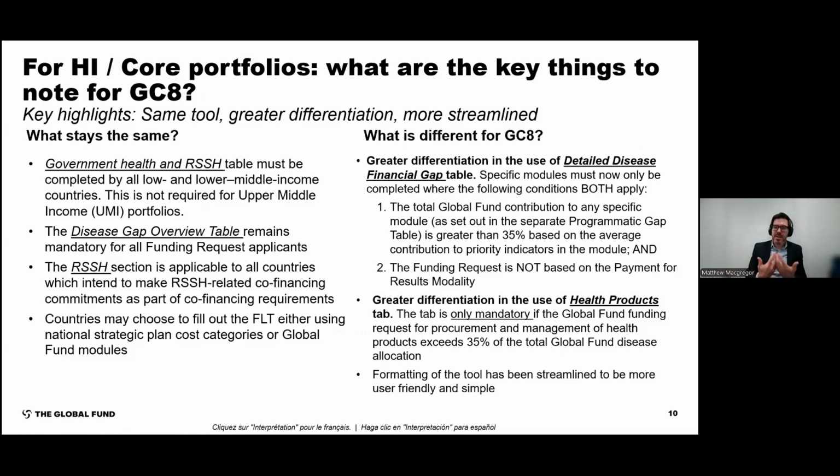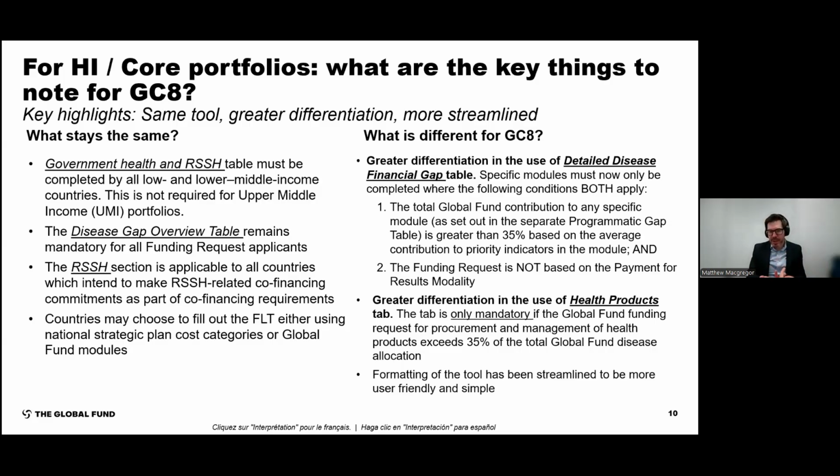And again, that's in the spirit of really trying to use the tool where it matters most. If there is a very significant percentage of health products in the funding request design, then we do want to collect that information. If it's smaller, then it's optional.